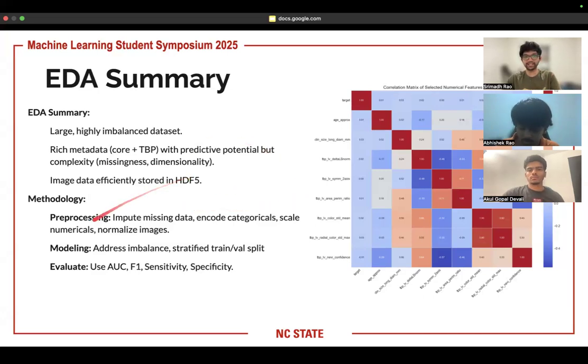Before we go into EDA, let's take a look at the methodology. We performed imputation of missing data. We encoded our categorical variables. We scaled our numericals to a range, and we normalized our images as a standard procedure. Then we went ahead with modeling, where we had to address the imbalance. So we used a stratified train-validation split, and for evaluation, we used AUC, F1, sensitivity and specificity metrics.